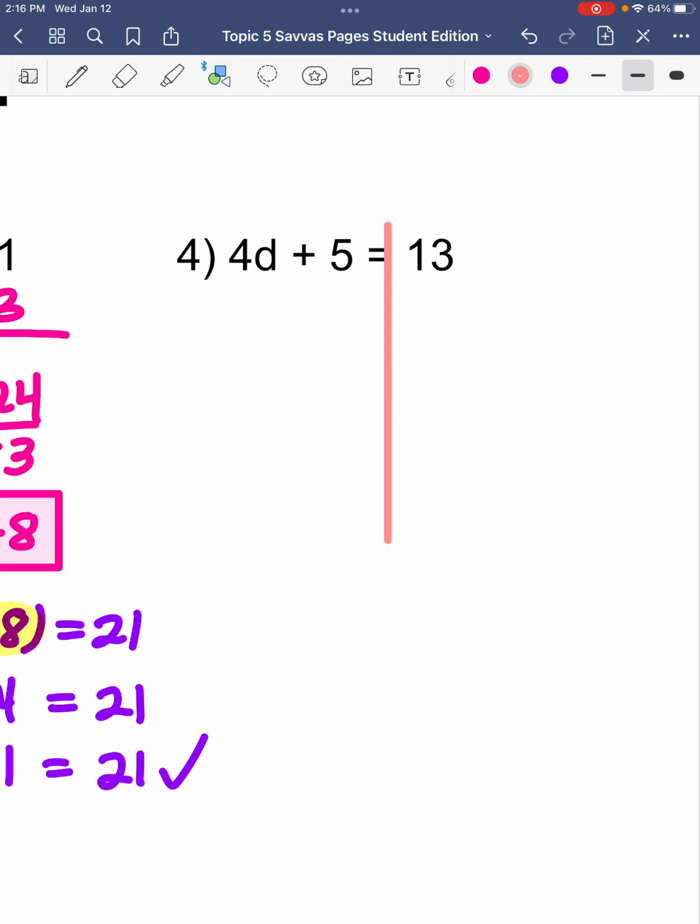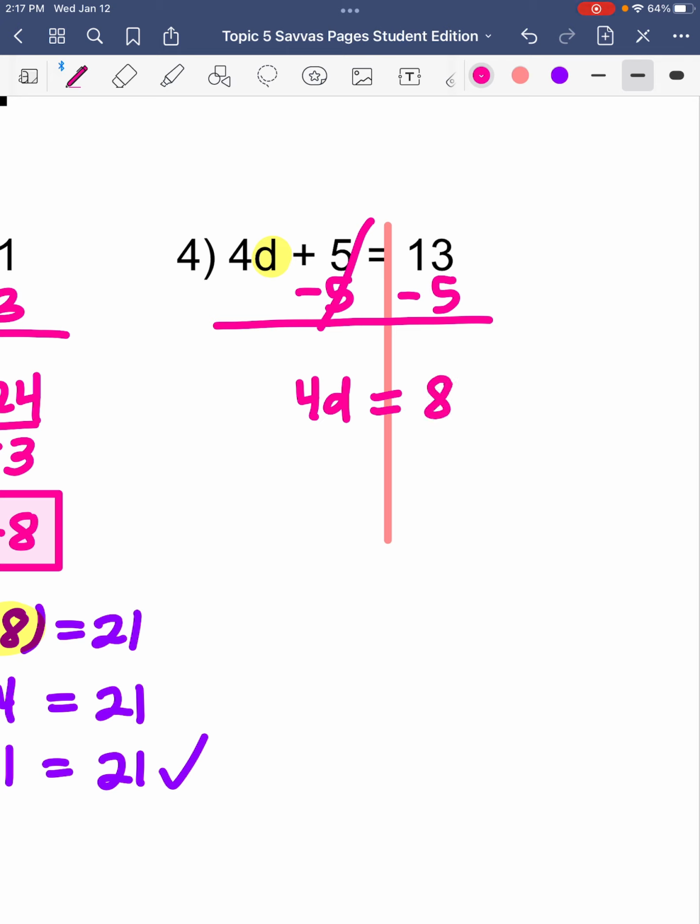Always start by drawing a line down your equal sign. And our goal, remember, is to get that D by itself. So I'm going to work my way from the outside in close to the D. So that means that I have to do something with this 5 first. And notice that's a positive 5 because we're adding 5. So how do I undo that? Well, I subtract 5. And I have to do that on both sides. So on the side with the D, the 5's will cancel out. 4D comes down, and it's by itself. And on the other side, 13 minus 5 is 8.